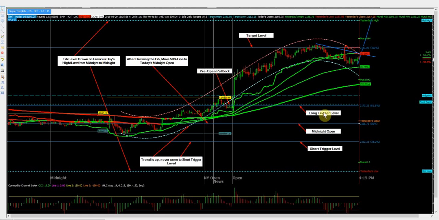And here's my trigger point. I look at a 61.8 trigger point. If price action goes above 61.8, I'm going to go long. If price drops below 38.2, I'm going to go short.